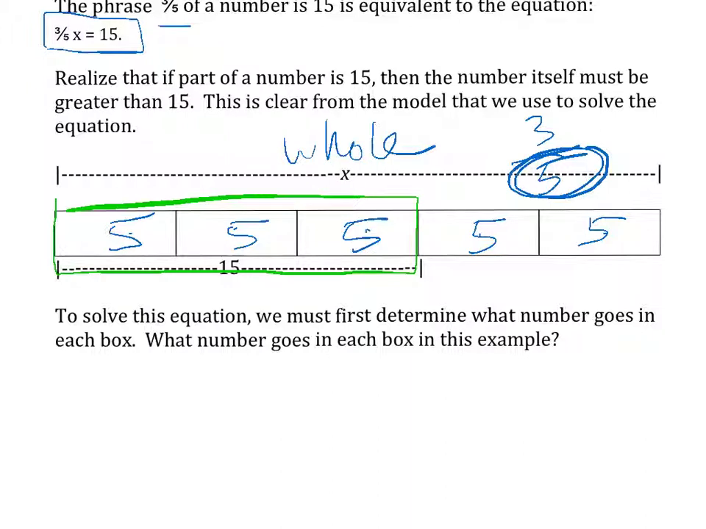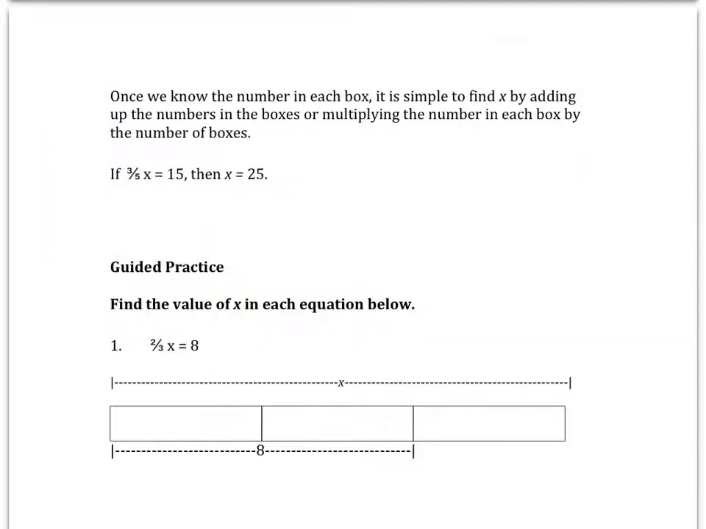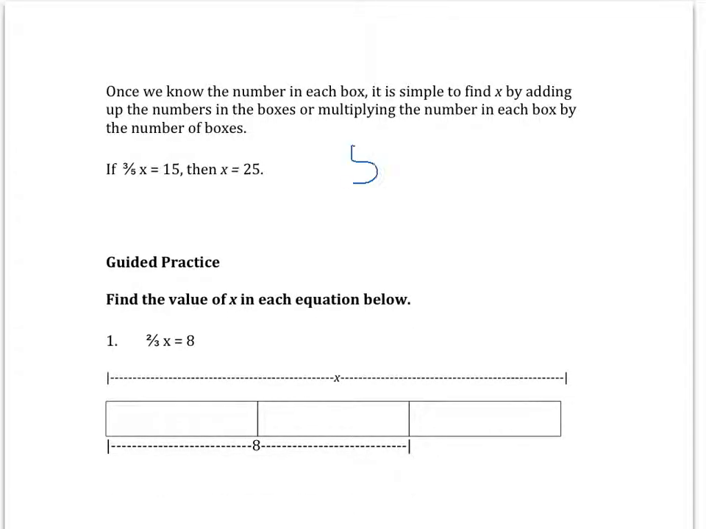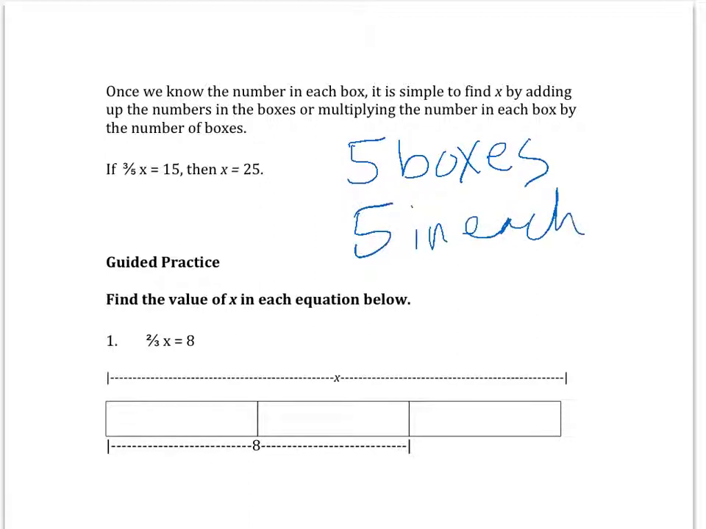Okay, so what number goes in each box in this example? And that would be a 5. And once we know the number that goes in the box, it's simple to find the x by adding up the numbers in the boxes or multiplying the number in each box by the number of boxes. So if 3/5 x equals 15, then x equals 25, because we had 5 boxes, and there was a 5 in each box.